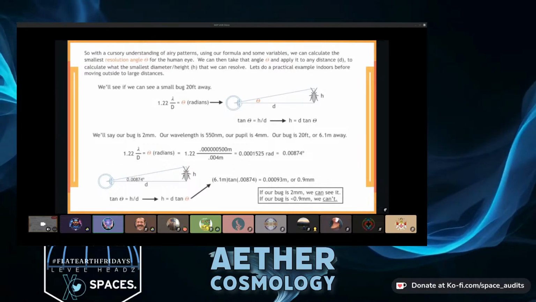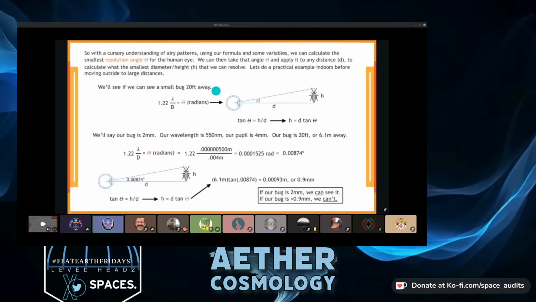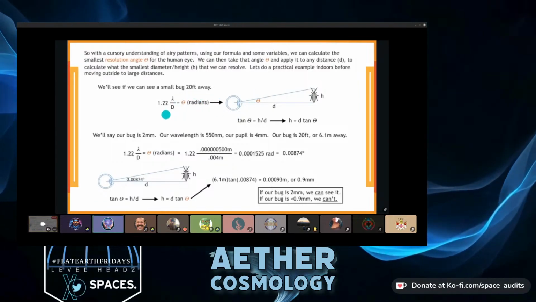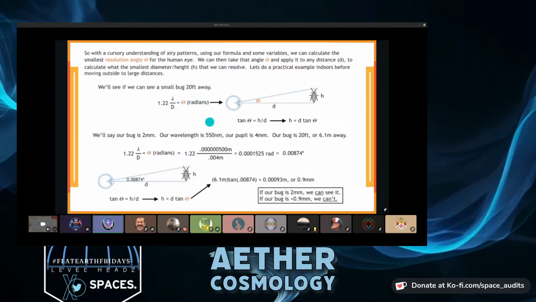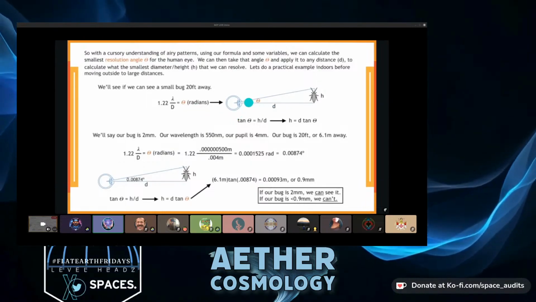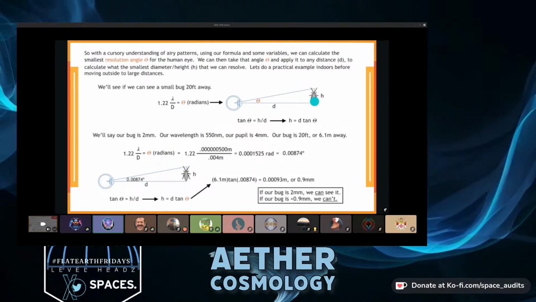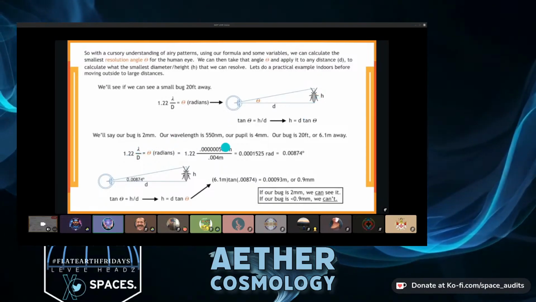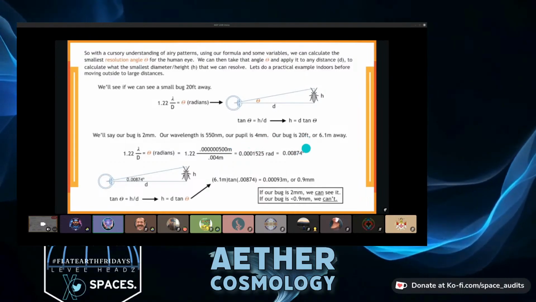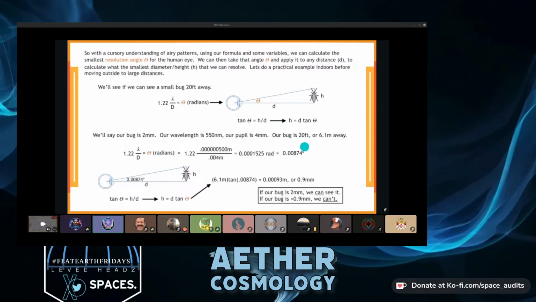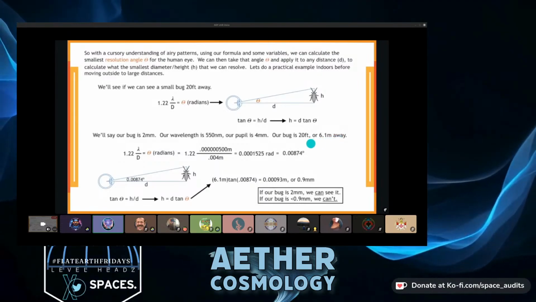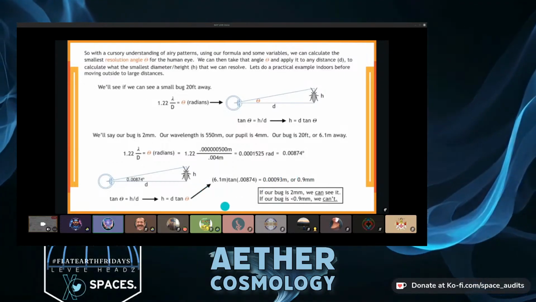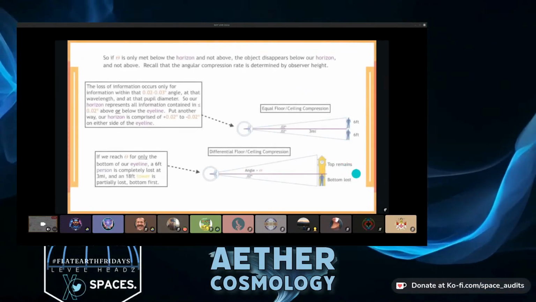So we have our angle theta, right? We apply it to any distance. We calculate the smallest diameter height that we can resolve. And then we do a practical example. Let's say this bug is 20 feet away. 1.22 times the wavelength over the diameter equals this theta, and converting that to radians would equal this angle to get this distance for this height bug. So if it's 2 millimeters and our wavelength of light is 550 nanometers, say our pupil's 4 millimeters, then we know based on this math that our bug is 20 feet, or 6.1 meters, away. Beautiful, super cool, super easy, super practical, the basis of everything.